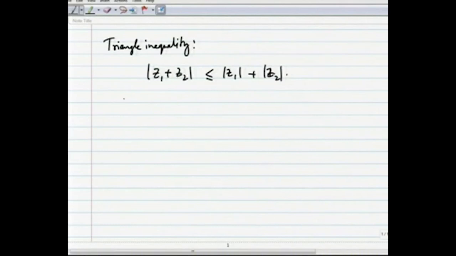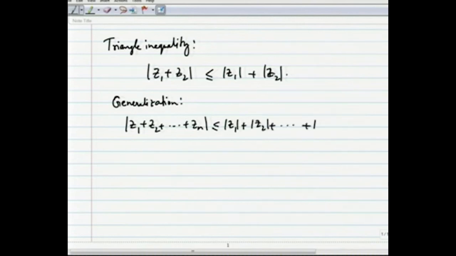So, it can be generalized. It can be applied to n numbers. Using the principle of mathematical induction one can show that the modulus of the sum of n complex numbers like that is less than or equal to the sum of the moduli. Exercise: prove this by using mathematical induction.